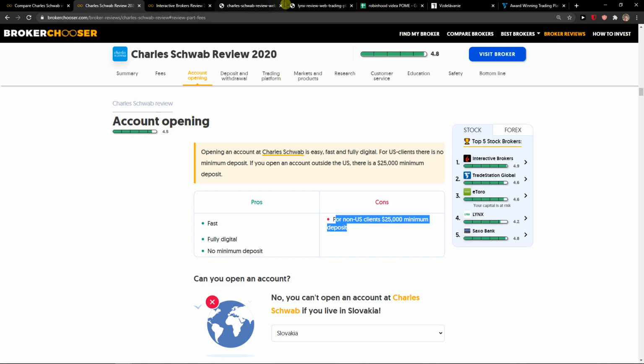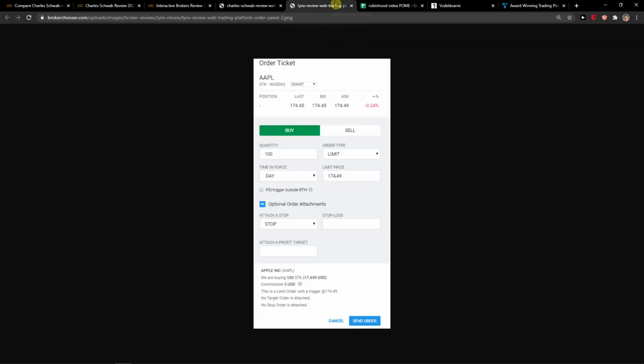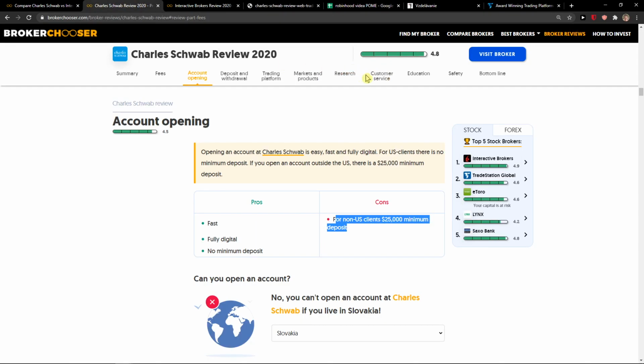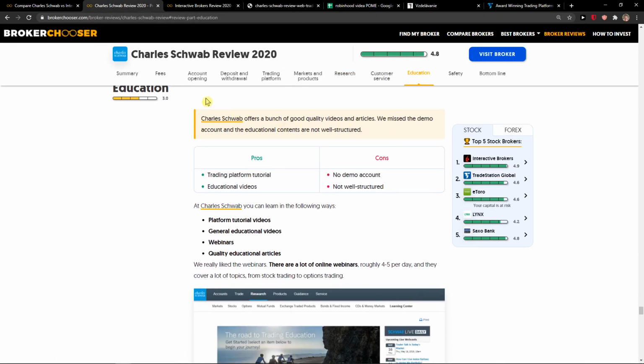So this is something you need to think about. The trading platform on Charles is looking fine in my opinion, but this is something that you also need to test yourself. Interactive Brokers also has a demo account that you can test.